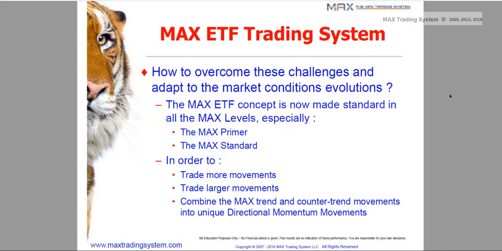And so this is why the ETF concept has been developed and introduced into the MAX, in all levels of the MAX, and we are proposing to you today, as I will illustrate in a moment, 2 levels of the MAX: Primer and Standard. So that ETF concept has the aim to trade many more movements, and first of all to generalize the concept of trends, recombining what may possibly be a classic trend and counter-trend movement. And so if we are able to consider such a recombination, we can trade also larger movements.